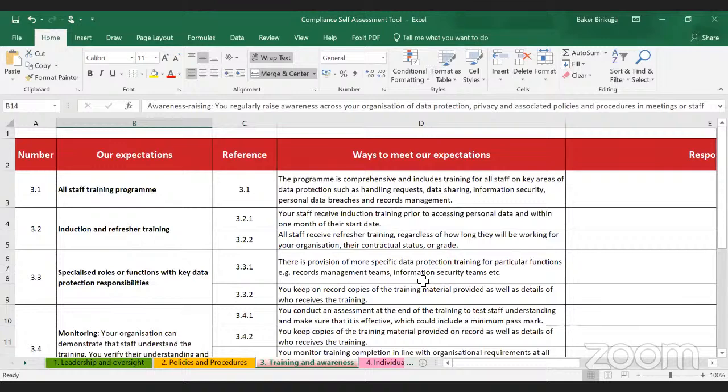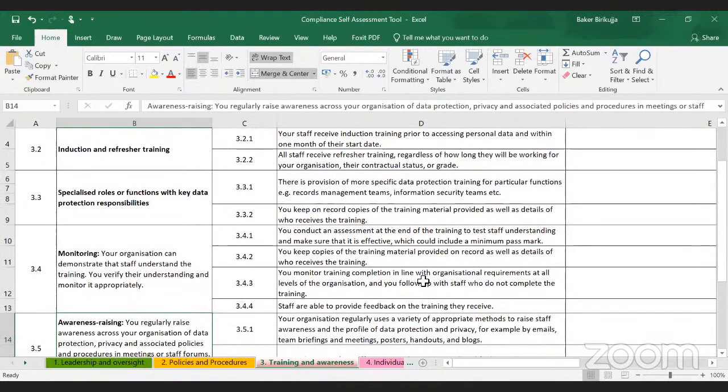Now the training should be done at induction, when people have been onboarded, so that they know as an organization we collect this much. So make sure that you comply with the policy and the law, and this is what is expected of you. And people sign that, and there's a record of that. Then also the refresher trainings, this could be within the staff meetings, how you go about it for the specialized roles, how you monitor.